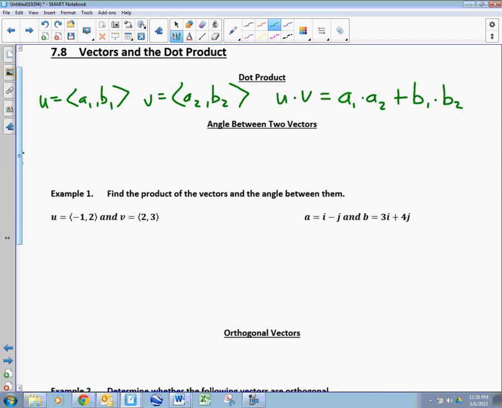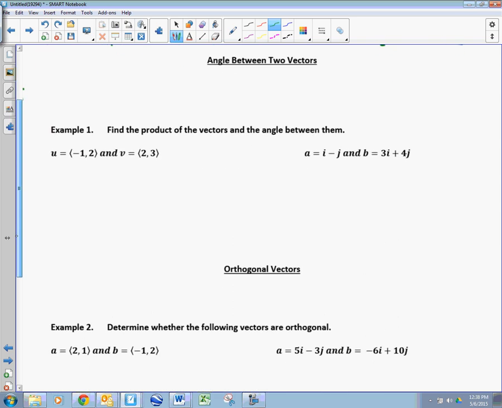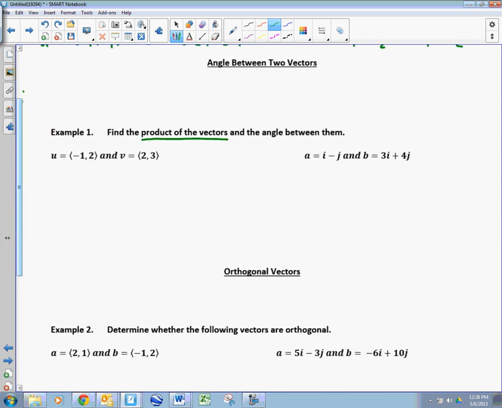Wherever you want. You get a sheet of paper. So it says find the product of the vectors and the angle between them. The product of vectors is generally referred to as the dot product. And so we will multiply them together. Very simple. All we do is we take -1 times 2 plus 2 times 3. And we get -2 plus 6 is 4. That is the dot product. So you don't get a horizontal component, vertical component, rather you just get a number.